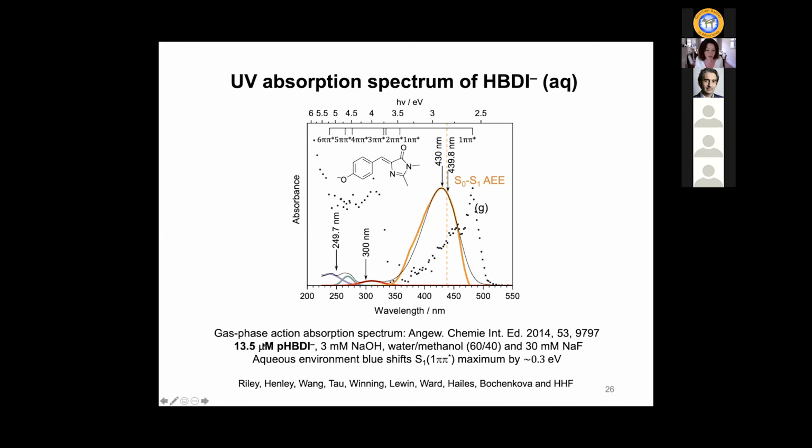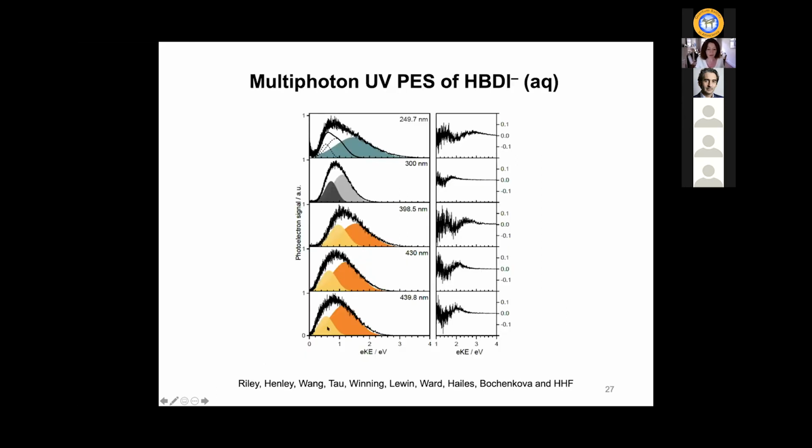It's impossible to get this molecule to dissolve so that we can have high concentrations. The maximum we could get was 13 micromolar. So there's almost no HBDI, and it would be impossible to record an X-ray photoelectron spectrum of this anion. So this is the absorption spectrum. This is the first band, S1, and there's some higher lying states. We've done REMPI spectra across this range, and we get photoelectron spectra like this.